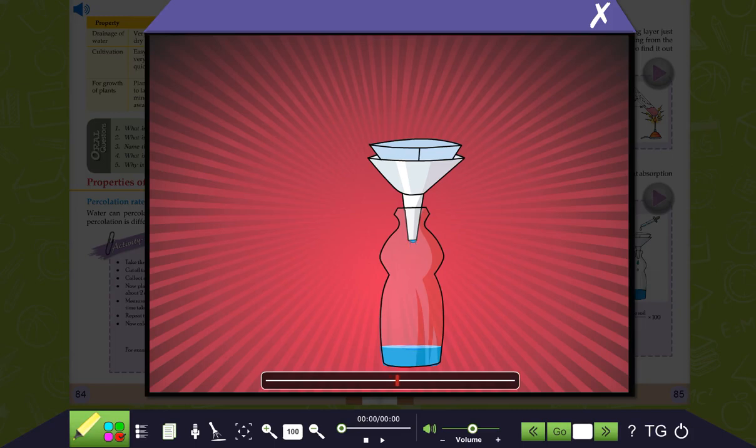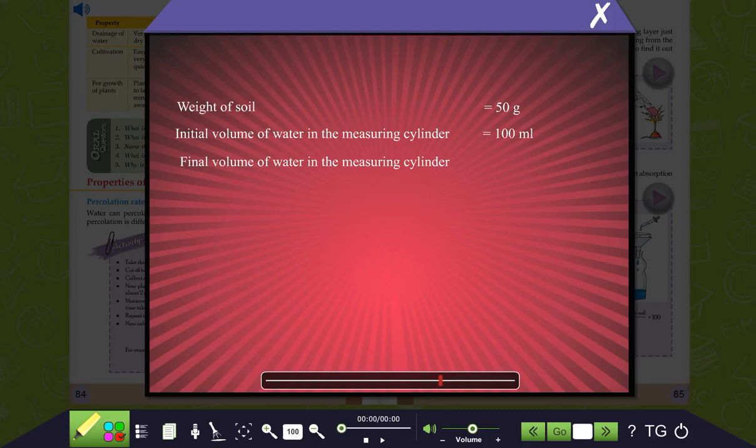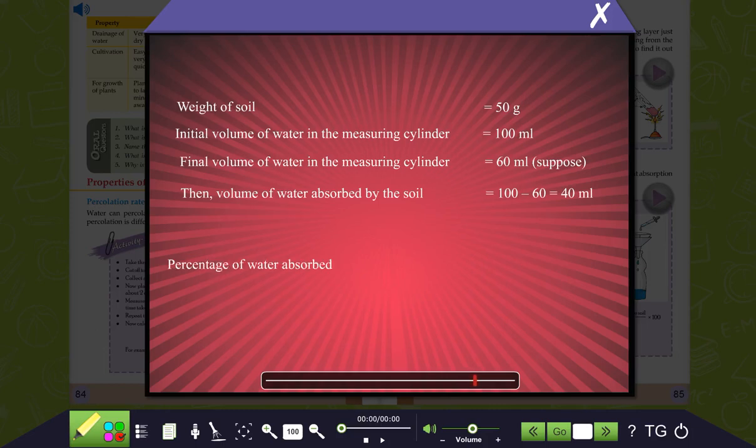You can find out the percentage of water absorbed by the soil sample with the following calculations. Weight of soil, 50 grams. Initial volume of water in the measuring cylinder, 100 milliliters. Final volume of water in the measuring cylinder, 60 milliliters, suppose. Then volume of water absorbed by the soil is equal to 100 minus 60, equal to 40 ml. Percentage of water absorbed is equal to volume of water absorbed by the soil divided by 50, times 100. That is equal to 40 by 50 into 100, which is equal to 80%.